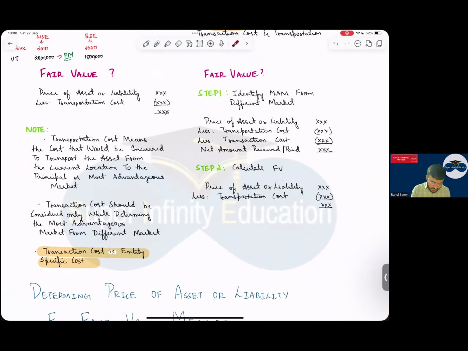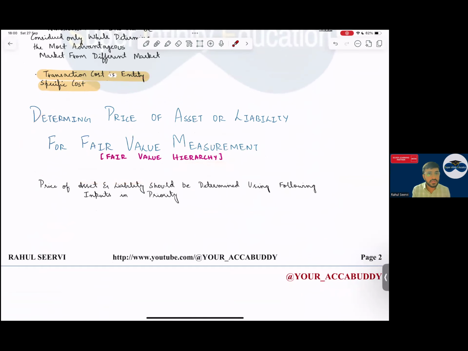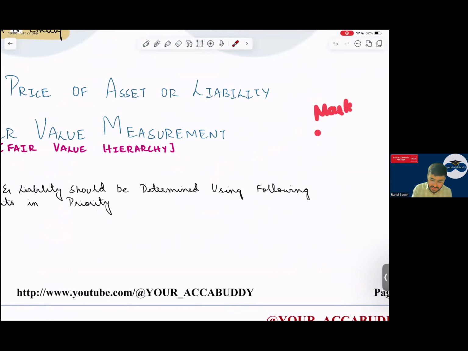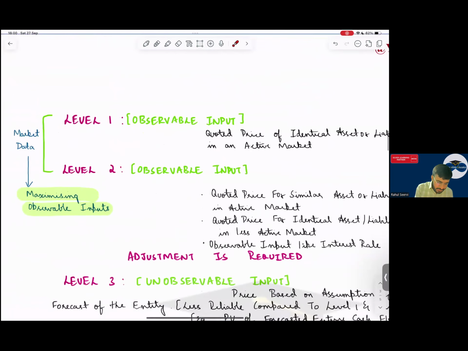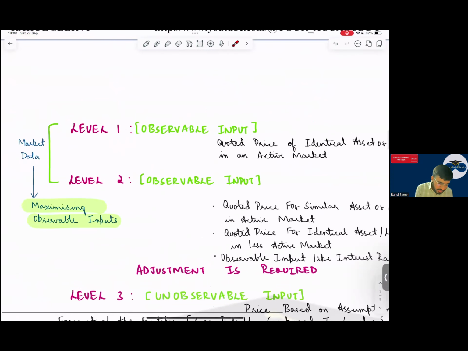Then, determining the price of the asset or liability: the hierarchy, the levels of hierarchy. That means IFRS 13 says what? When you calculate the fair value, you have to use market data. Maximize the use of observable data. That means market data should be used. So see here now. Level 1, observable inputs: quoted price of an identical asset or liability in an active market, which we have done above for Reliance company. So here we are using the market data.